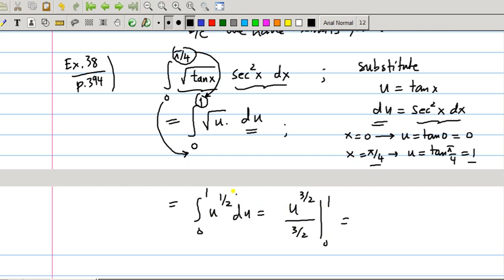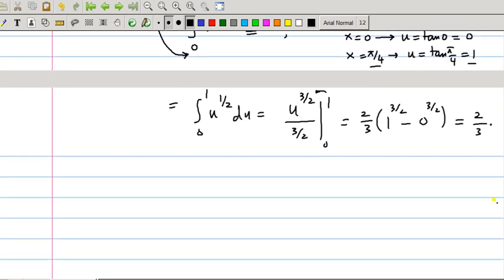Now, no need to go back to x because I have the limits of u here. So we can directly put the limits. This 3 by 2 will become 2 by 3, right? And this will become 1 to the power 3 by 2 minus 0 to the power 3 by 2. So that is 1 only. So 2 by 3 is the answer. Okay, so that's how we do it.